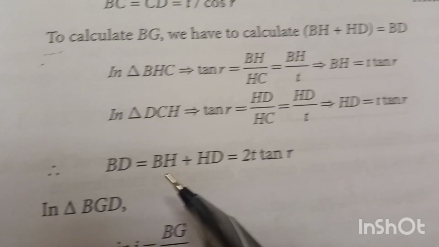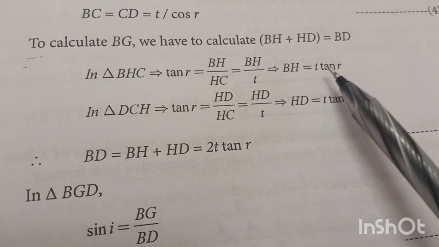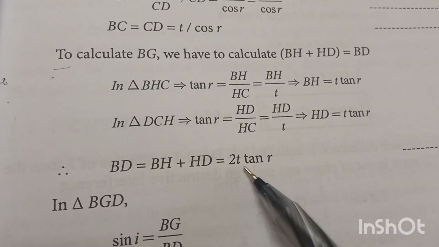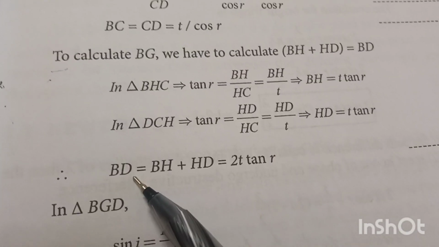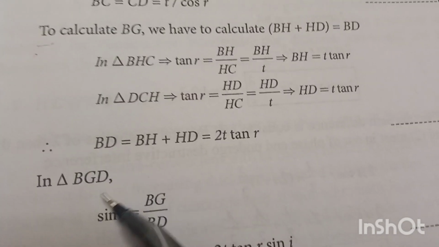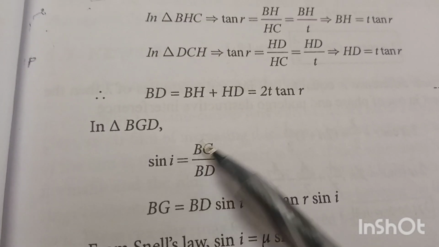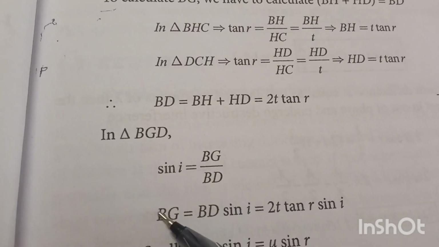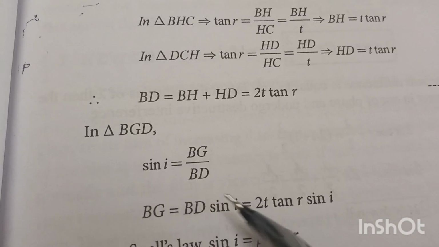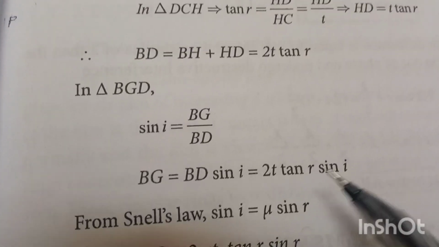So BD is equal to BH plus HD, that is T tan R plus T tan R, which is equal to 2T tan R. If you know the BD value, then you can easily calculate the BC value. So from triangle BGD, we can write sin A is equal to BG by BD. Then BG can be written as BD into sin A, that is equal to 2T tan R sin A.